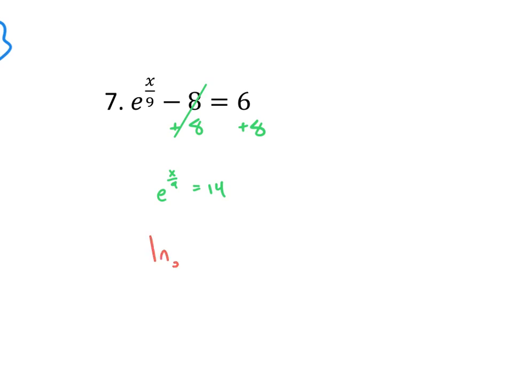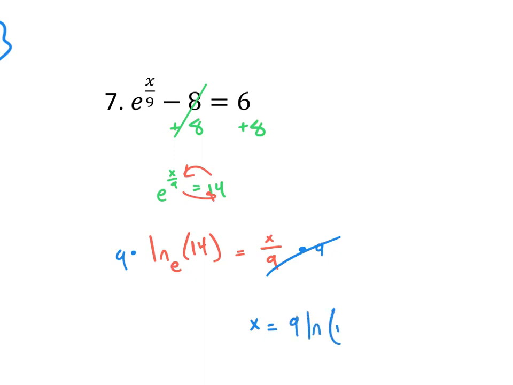But in this case, I'm going to use natural log, ln, because it has base e. These two will switch spots. So we'll get that the natural log of 14 is equal to x over 9. And then we multiply both sides by 9 to get that this answer is 9 times the natural log of 14. And you could double check that one as well on your calculator.